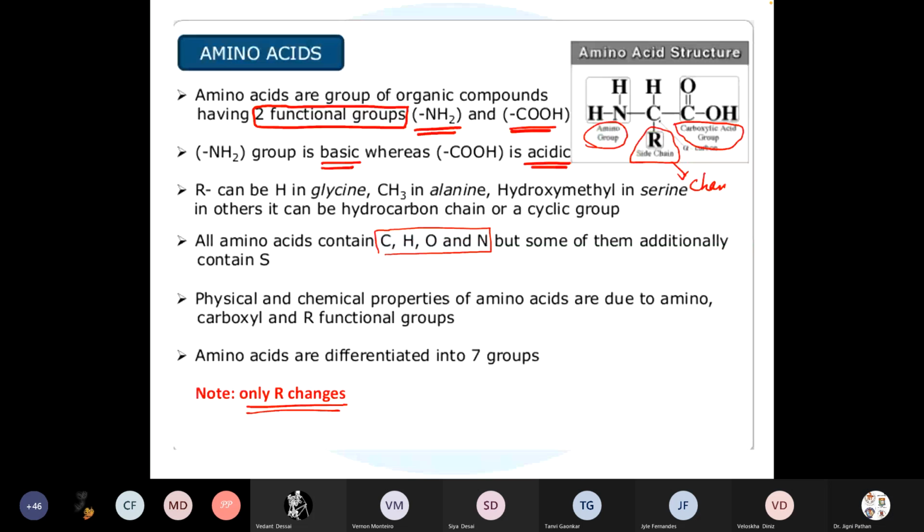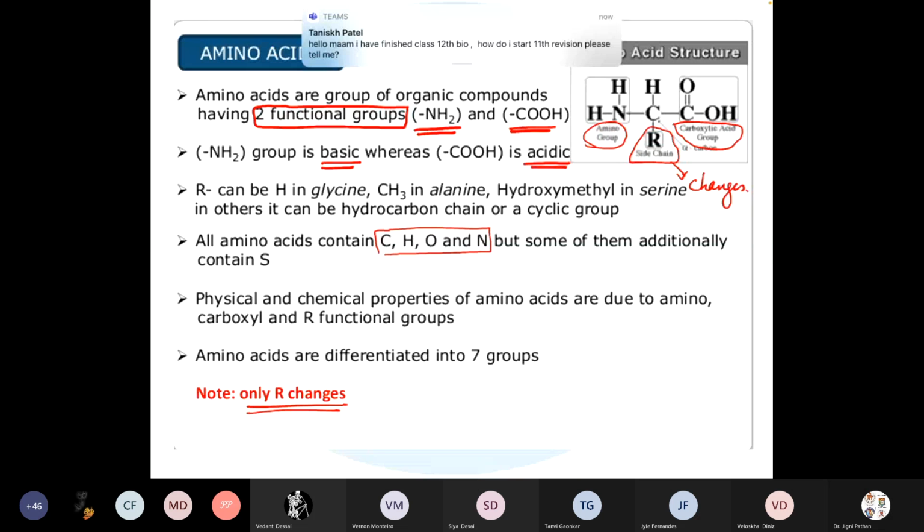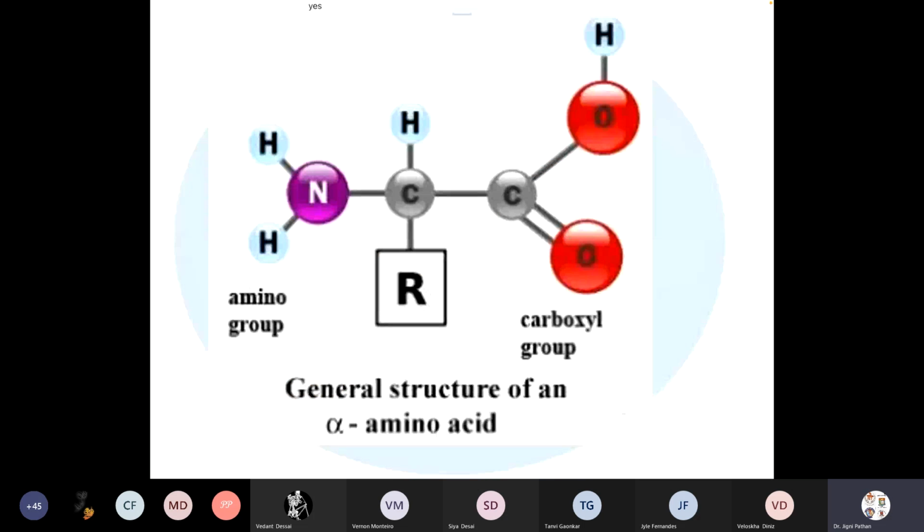Done? Is it done? Yes. Okay, next. Can you see this? This is the general structure of alpha amino acid, and this carbon is called the alpha carbon. Here, this is an amine group. This is a carboxylic group. The changes happen in the R. You have written all this.